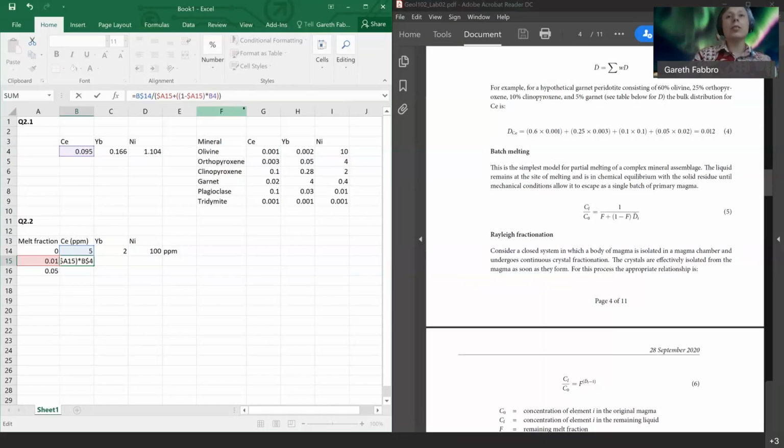But we do want to change the column, because as we go from column B, working out cerium, to column C, working out ytterbium, we want that to change. We put in those $ signs, we then drag it across, and then we just check that it's all the correct ones. Yes, you see now it's gone across: the partition coefficients changed from B4 to C4, but the melt fraction hasn't changed from A15 to B15, it stayed in A.